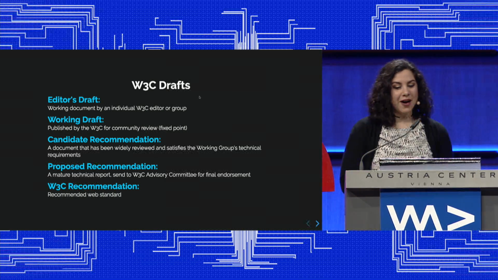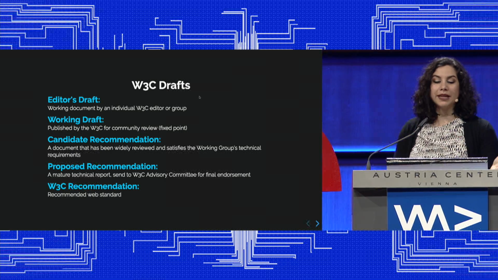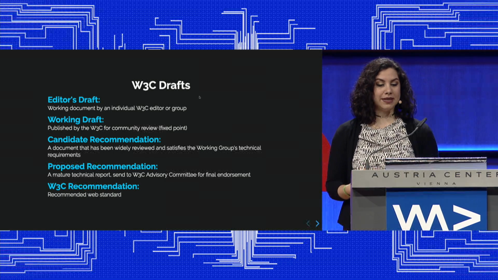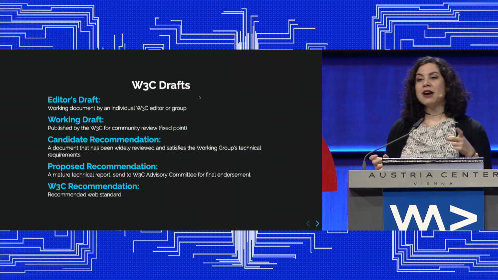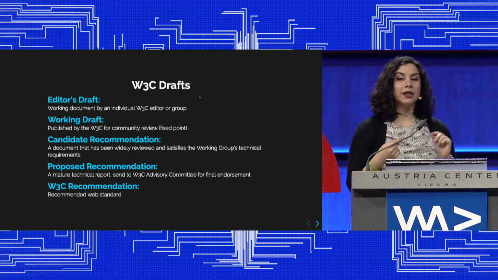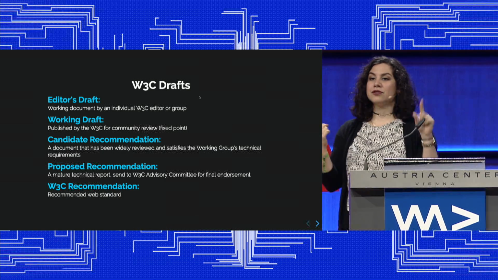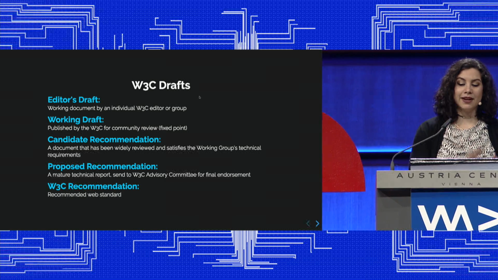An editor's draft is a working document by an individual or W3C editor or group. And then you have the working draft, which is published by the W3C for community review. So this is like a fixed point in time. Editor's drafts and working drafts often will coincide in existence. So the working draft will be the fixed point, and then editor's draft will be written that will then edit the working draft.